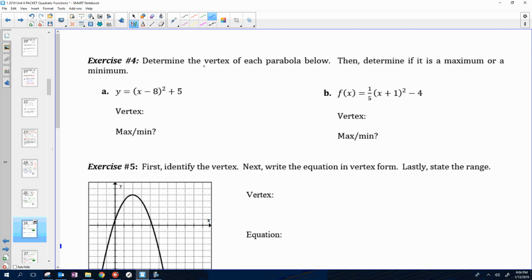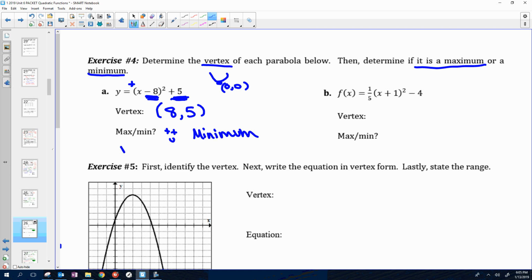Exercise 4, determine the vertex of each parabola below, and then determine if it's a maximum or a minimum. So the vertex has to do with shifting the graph away from that original vertex of 0, 0. We're going to shift it 8 to the right and 5 up. So it'll be at 8, 5. Change the sign, don't change the sign. Is it a maximum or a minimum? Out front, I see a positive. That makes me think minimum. Remember, pretty mini, pretty mini.